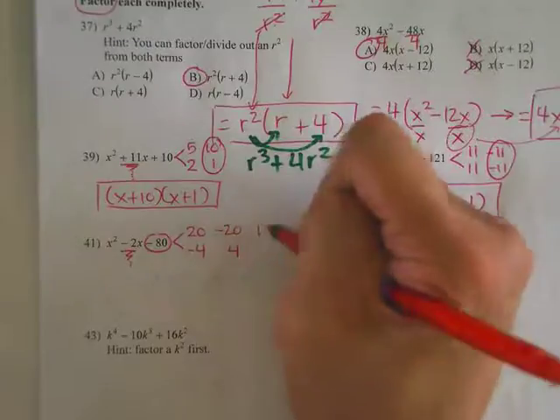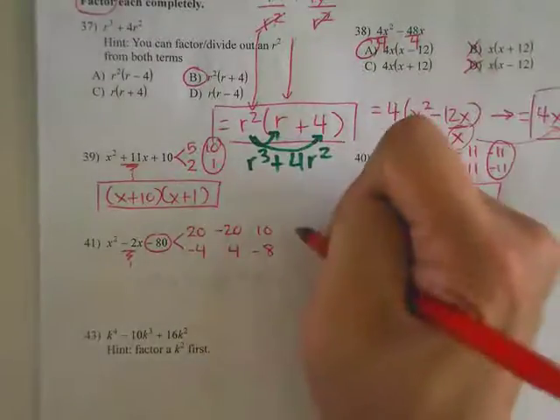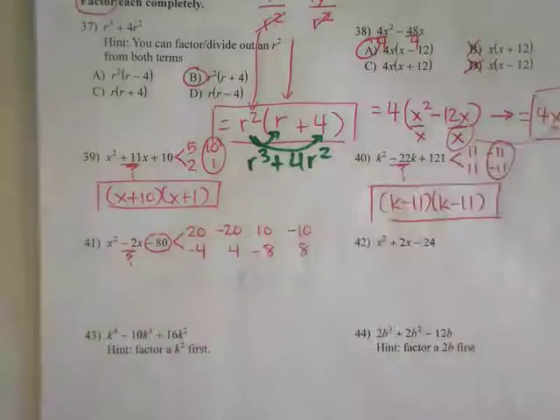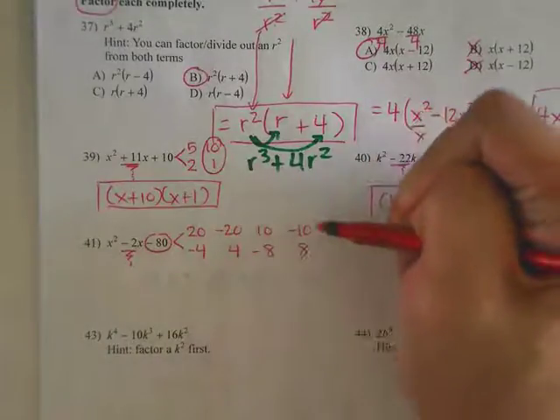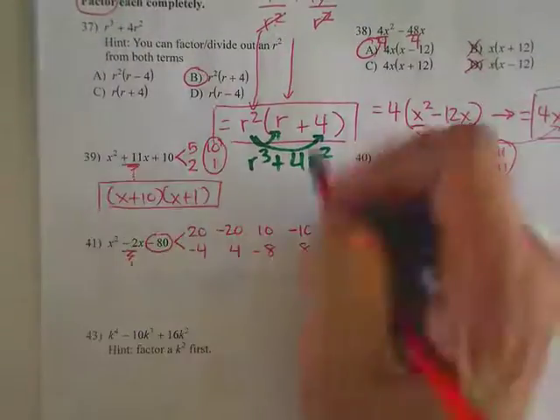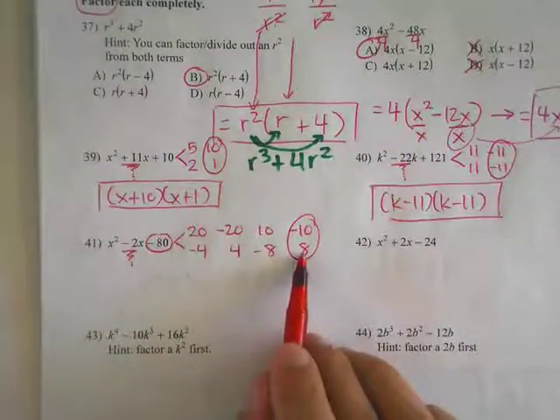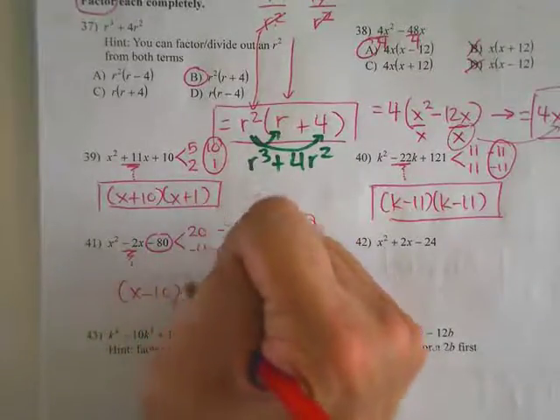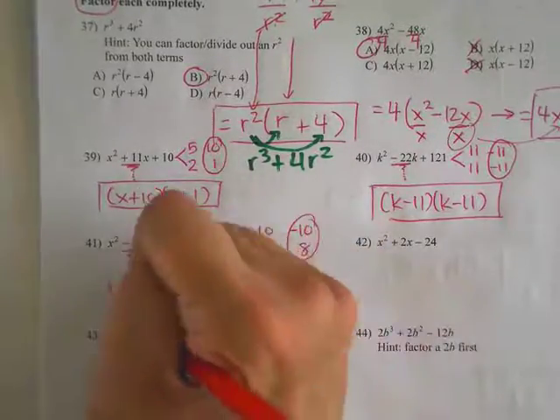Let's try 10 and negative 8. We also have negative 8 and negative 10 and 8. Let's try 10 and negative 8 or negative 10 and 8. Sometimes it takes a few tries. The best answer is going to be this, because negative 10 plus 8 gives us the negative 2 that we want. x minus 10, x plus 8.